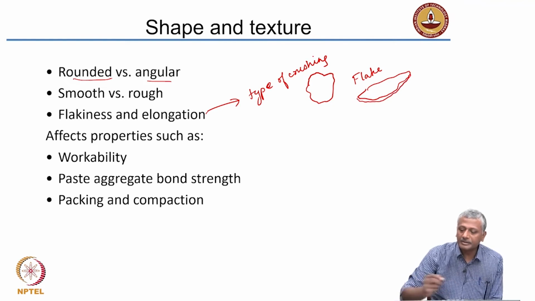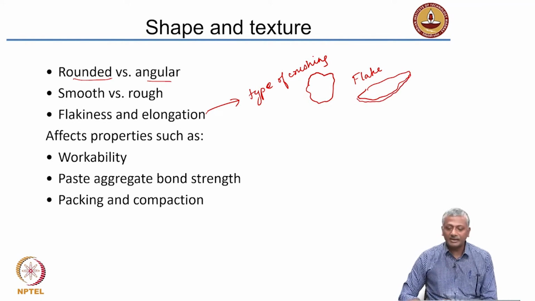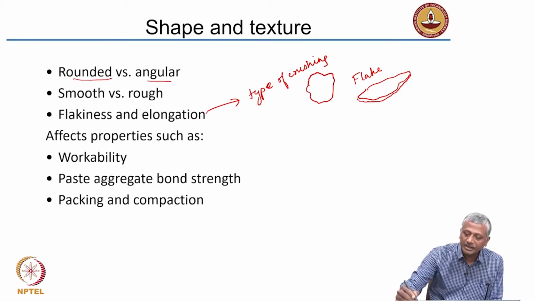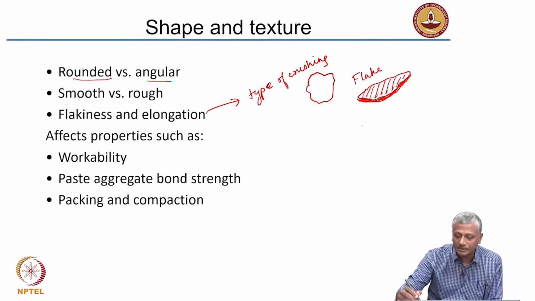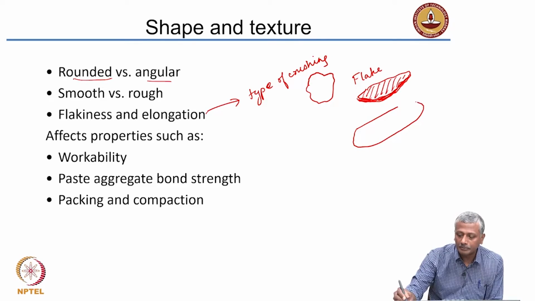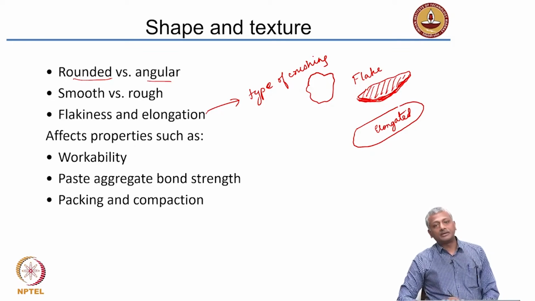so if I am taking an isometric view of the flaky aggregate, what I am trying to say is it has got a very large area on the surface, but the thickness is very less. It has got low thickness. That is a flaky aggregate, and obviously elongated just means that you have a piece which is more or less like that. That is elongated aggregate. So, we want to avoid flaky and elongated material.